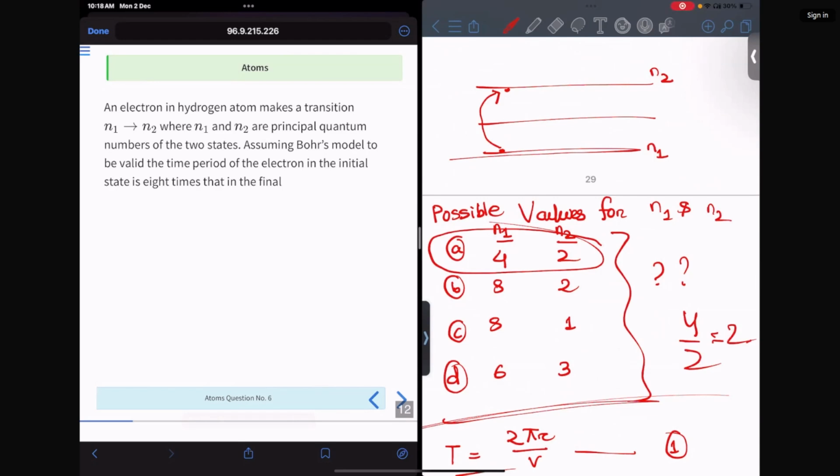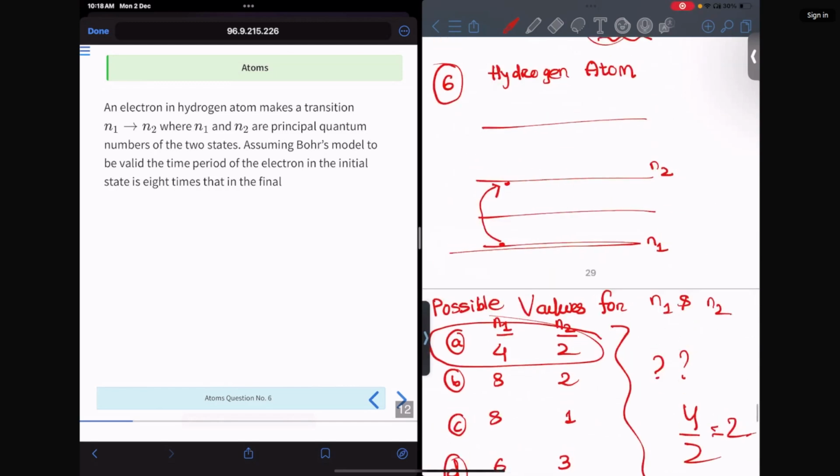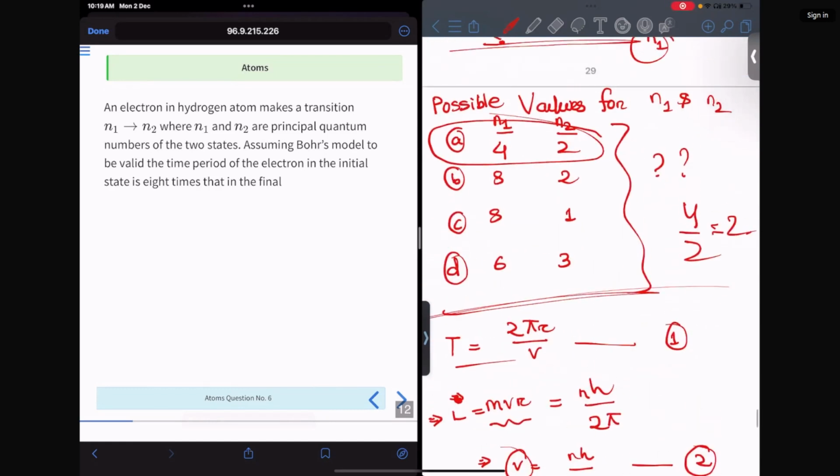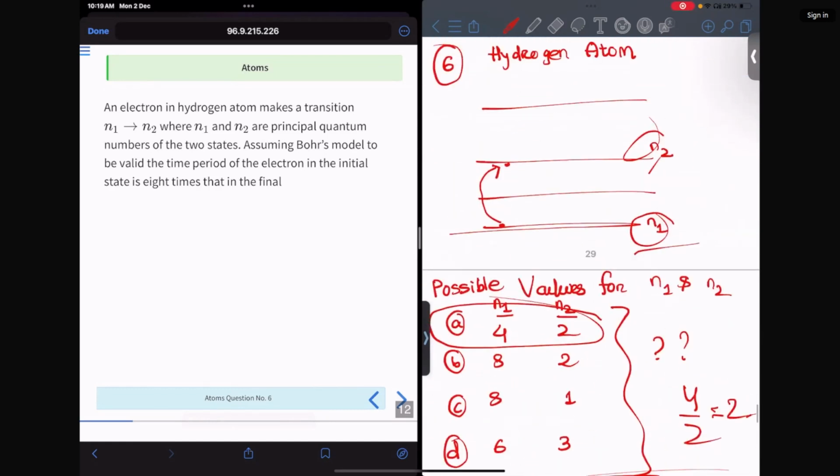So option number A is correct. Did you understand what I did in this question? See, again, I'll explain it to you. They gave you a hydrogen atom and told you that in that hydrogen atom, the electron made a transition from n1 to n2. And they told you that the time period in the final state was 8 times the initial. Then what will be the possible values for n1 and n2?